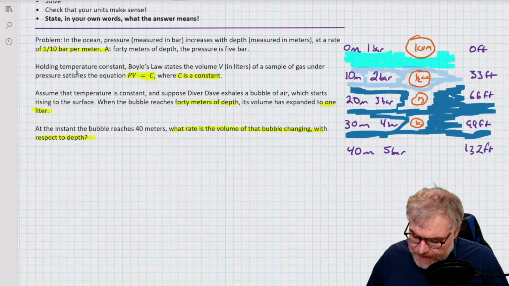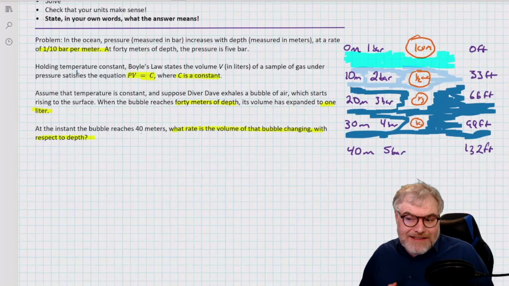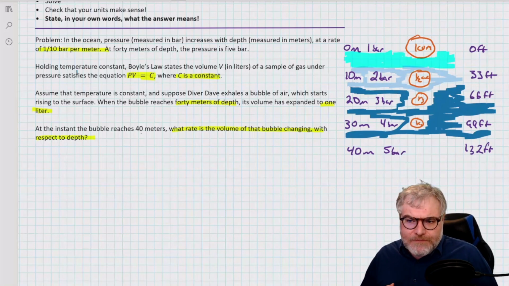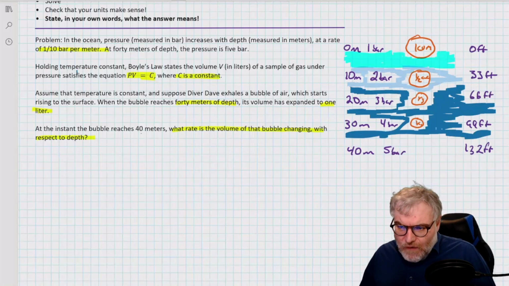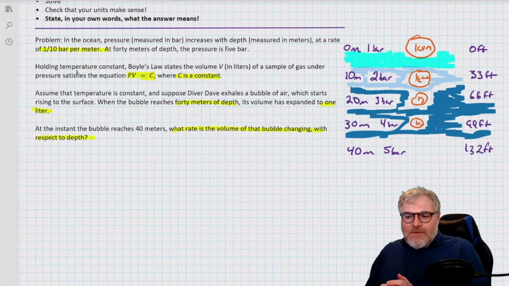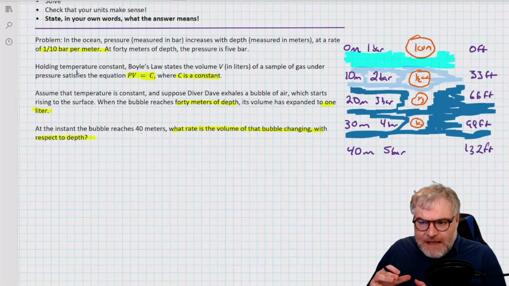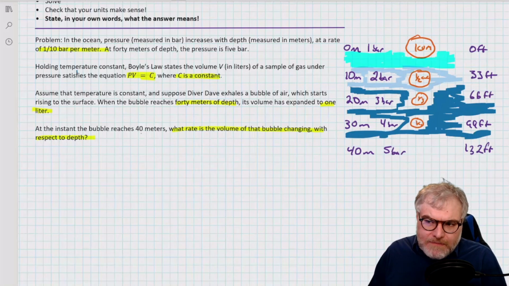Assuming that temperature is constant, and suppose that diver Dave exhales a bubble of air, which starts rising to the surface. Now, I don't know how deep he was when he rose. I don't care how quickly the bubble is rising. My question is, when the bubble reaches 40 meters of depth, and its volume is 1 liter, what is the rate that the volume of the bubble is changing with respect to depth? Not time. I don't care about time. My question is, what's the marginal change in volume with respect to depth at 40 meters of depth if the bubble's already 1 liter in size?